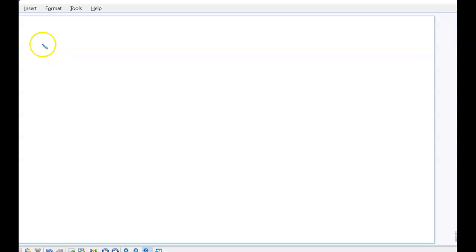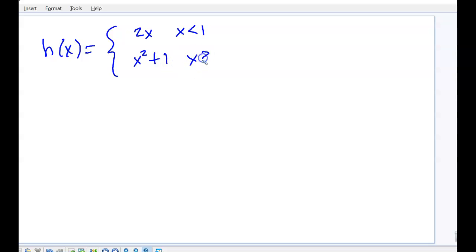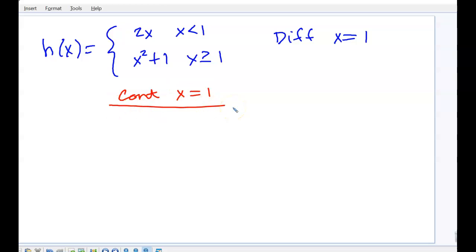In the next example, we have a piecewise function, and the piecewise function was 2x when x was less than 1, and x squared plus 1 if x is greater than or equal to 1, and we want to know if it's differentiable at x equals 1. Well, first thing again we have to show is that it is continuous at x equals 1, because if it's not continuous at x equals 1, then it can't be differentiable.